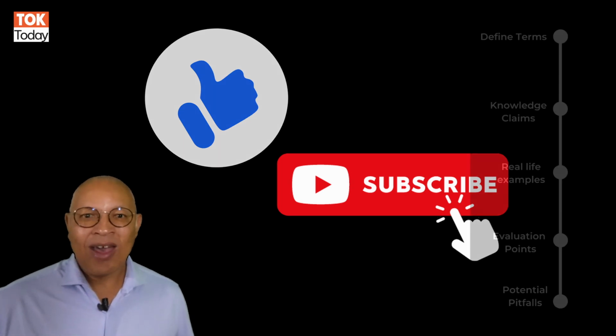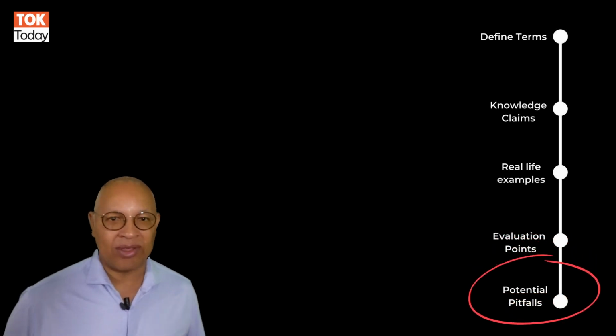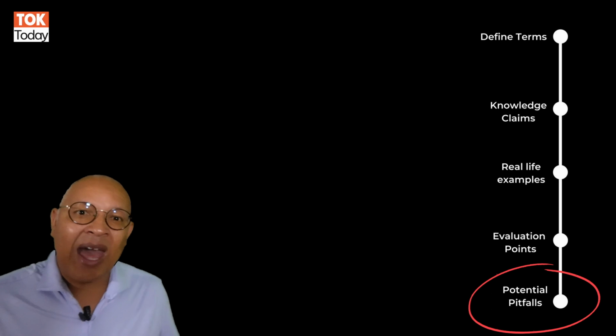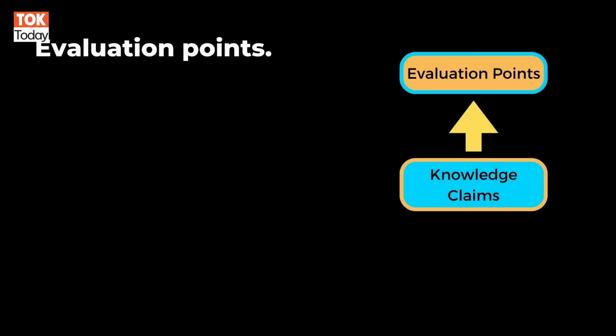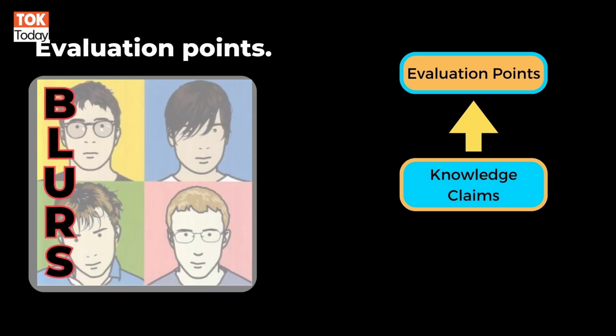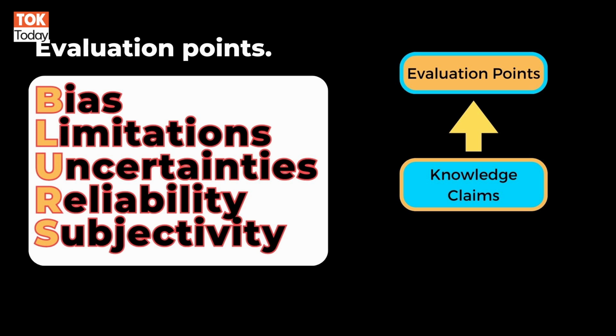Okay, moving on, we still have evaluations of the claim and pitfalls to go, and then you're out of here to get on with everything else in your DP. So how you evaluate your claims will obviously depend on the specific knowledge claims that you develop. One of the quick ways to start thinking of evaluations is to use the BLUR acronym. BLUR, one of my favorite groups from the 1990s. Now, the BLUR acronym stands for bias, limitations, uncertainties, reliability, and subjectivity.